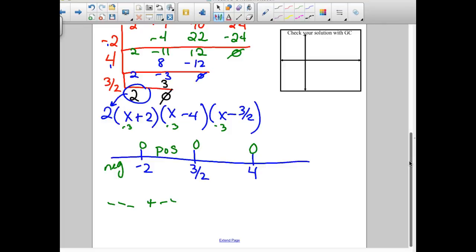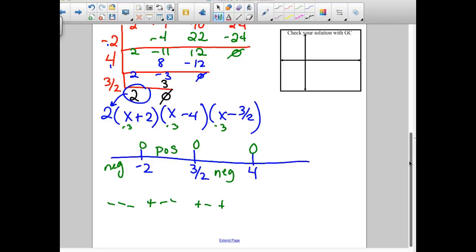Okay. Something between 3/2 and 4. 2 would work. All right. Plug a 2 in. First factor is positive. Second factor is negative. Third factor, 2 minus 3/2 is positive. So overall, a positive times a negative times a positive is negative.